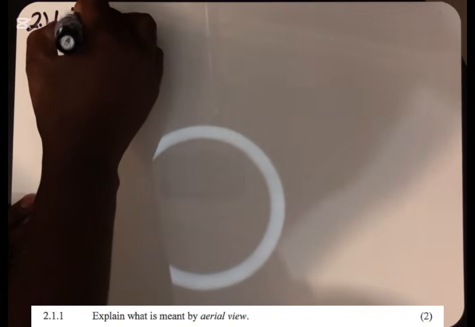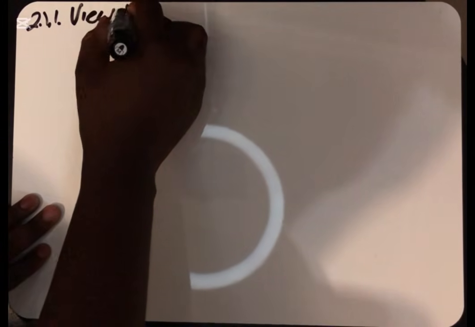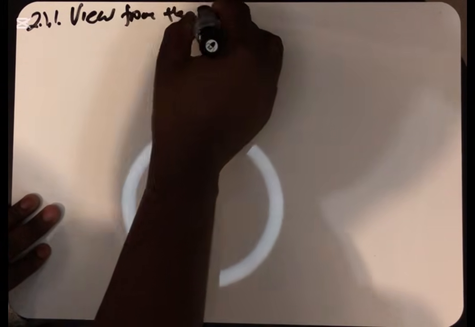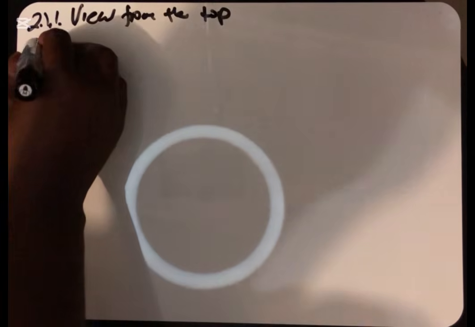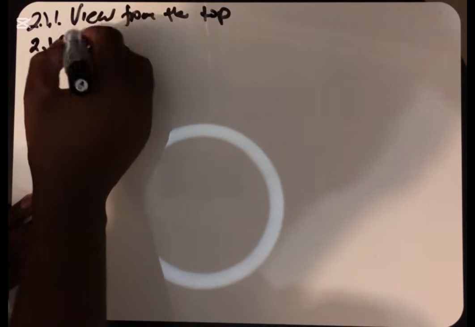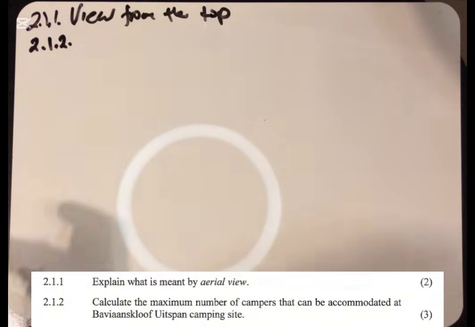I told you that is a view from the top. This is a view from the top. Aerial view is the view from the top. Don't forget that in case they ask you in the exam. Now they are saying calculate the maximum number of campers that can be accommodated at this camping site.